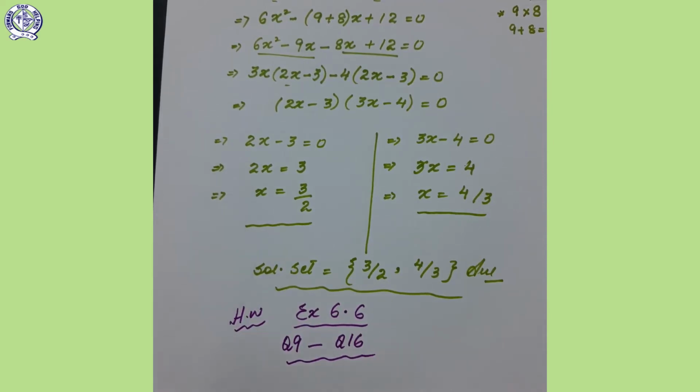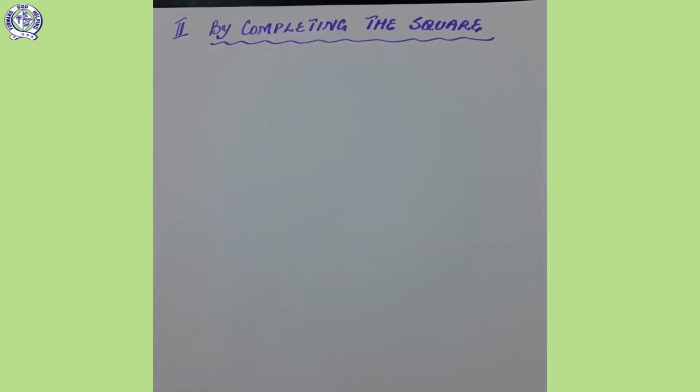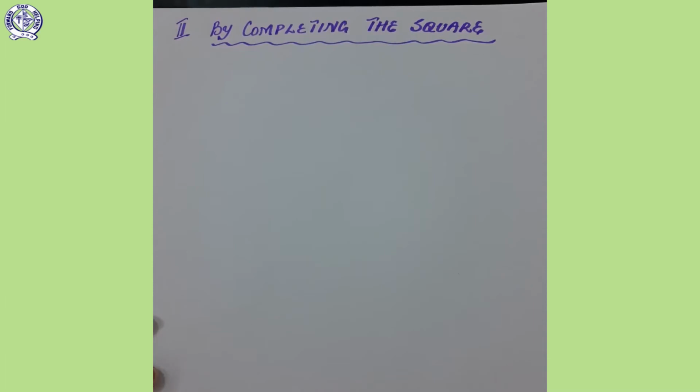Now I'm going to explain the second method also. The second method is by completing the square. First is very simple, by factorization. Second is by completing the square, and the third one you have already done by the quadratic formula. Okay, let's do the second method by completing the square. This is the last topic of this chapter. There are a few steps which you have to remember, then you can easily apply this method.